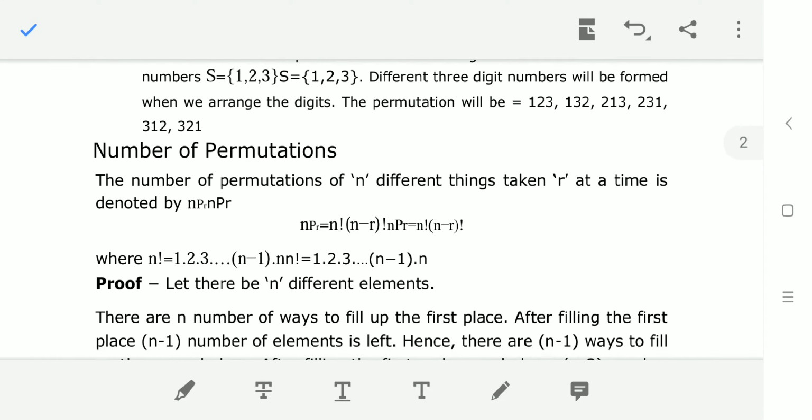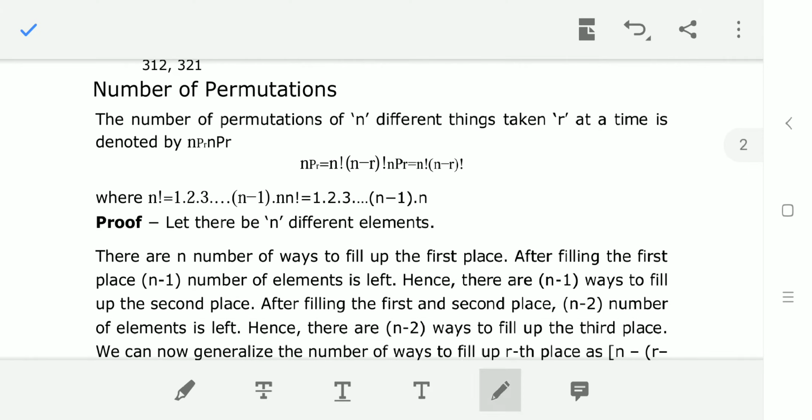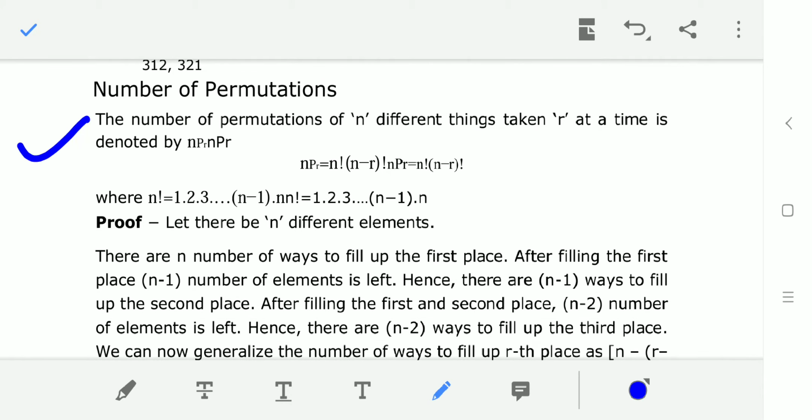Next is the number of permutations. The number of permutations of n different things taken r at a time is denoted by nPr, where n factorial is equal to 1 dot 2 dot 3 dot up to n. Proof: let there be n different elements. There are n ways to fill up the first place.